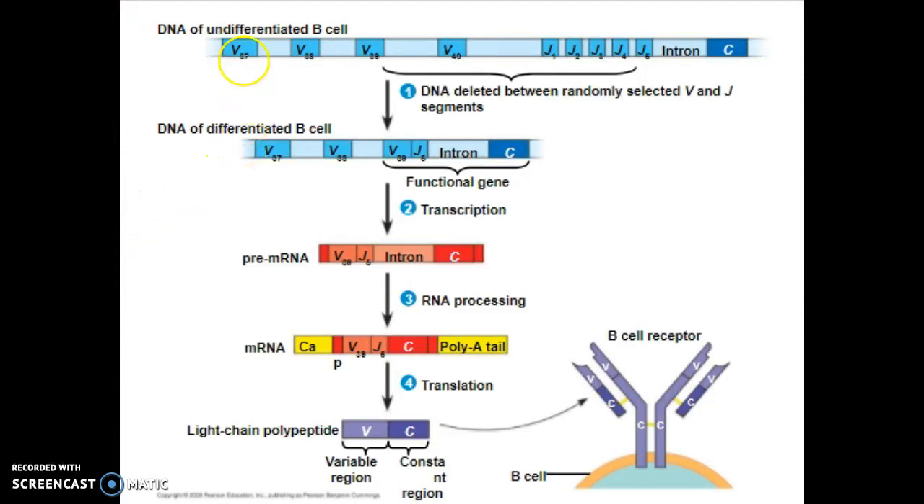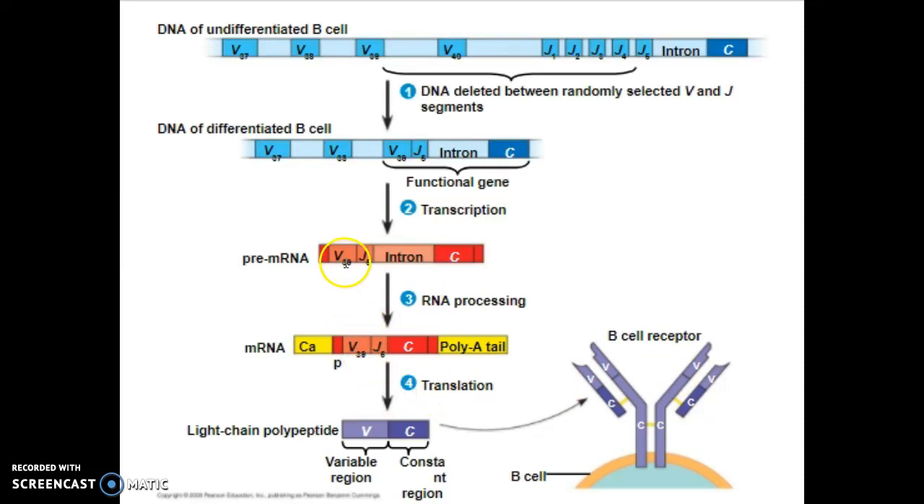So here's a stretch of DNA, an undifferentiated B cell, so a generic B cell. DNA is going to be randomly selected between V and J segments, and then we're going to cram some stuff together. Then we're going to process that DNA. We're going to transcribe it to RNA. Then we're going to process the mRNA transcript. And then we're going to take it out and translate it, and that's going to give us our specific B cell receptor.